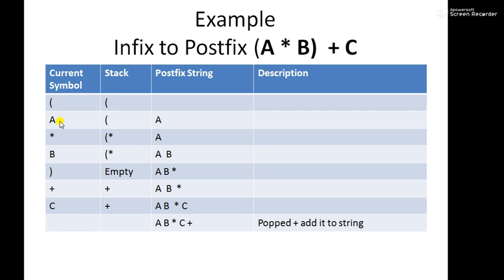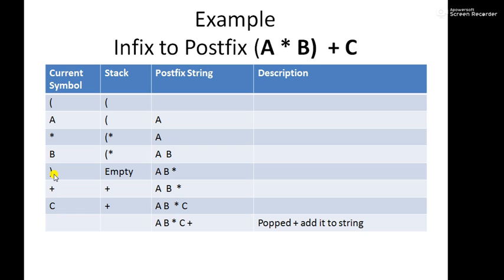The next character the program will read is an operand, so it is not an operator, so it will be added into the postfix string. Then the next character the program will read is multiplication, so it is an operator, so it will be pushed into the stack. Then the next is b, so b is an operand, and we'll add it into the postfix string.